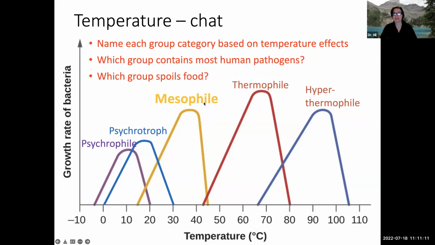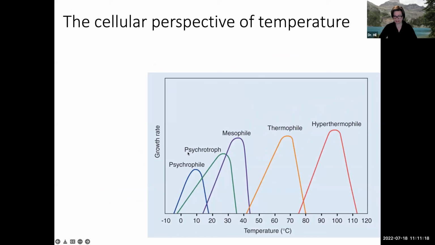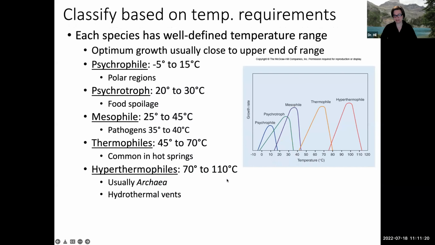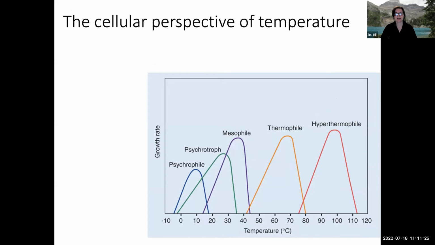Now, food spoilage can be from a number of species in different categories, but interestingly, it's a lot of psychrotrophs. Okay, and this is just straight out of your prep, just to remind you of stuff you should know. You can go look that up and memorize that to your heart's content.